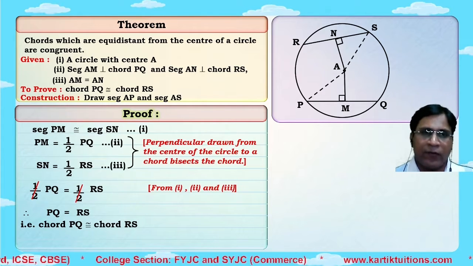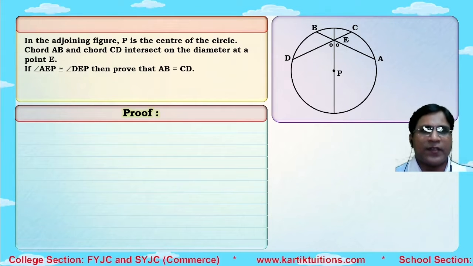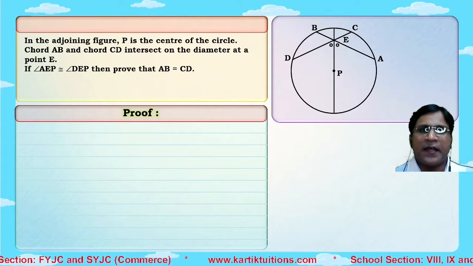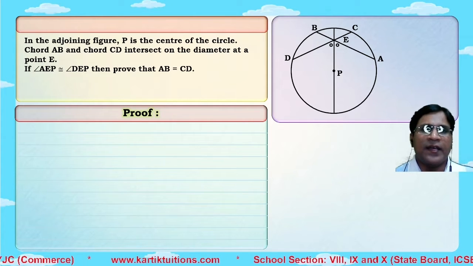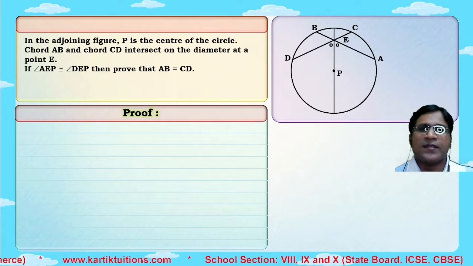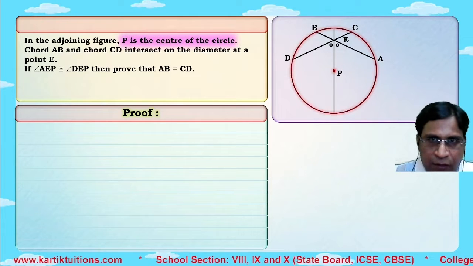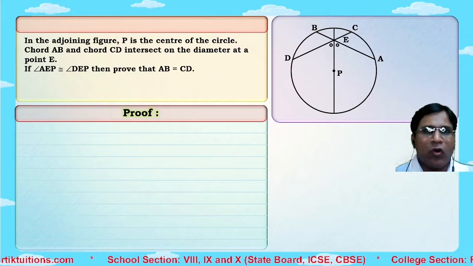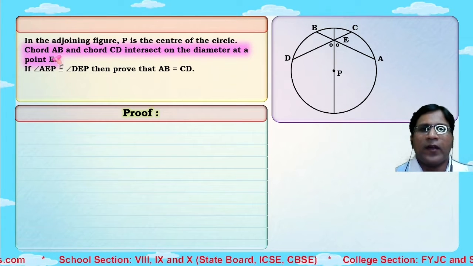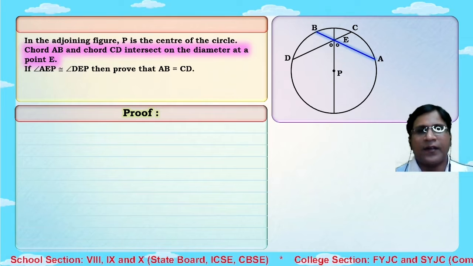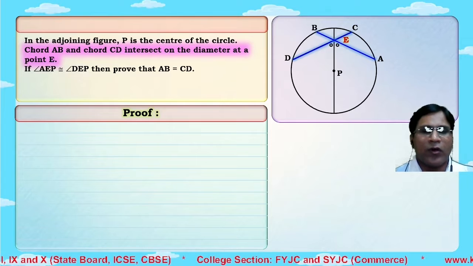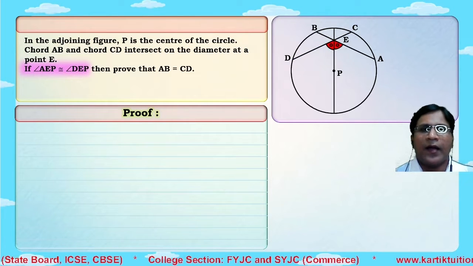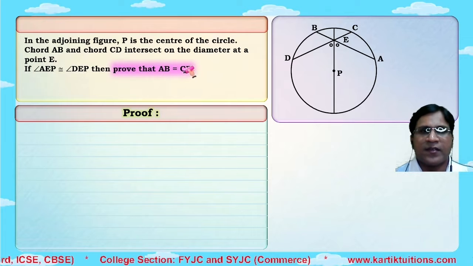Now let's look at one sum. In the adjoining figure, P is the center of the circle. Chord AB and chord CD intersect on a diameter at point E. If angle AEP is congruent to angle DEP, then prove that AB is equal to CD. Now see, P is the center of the circle, which is already given to us. We have the two chords AB and CD which are intersecting at point E, and they are intersecting the diameter at point E. Now they have given us angle AEP is congruent to angle DEP and you are supposed to prove AB is equal to CD.